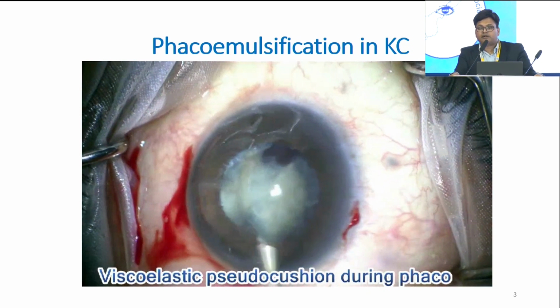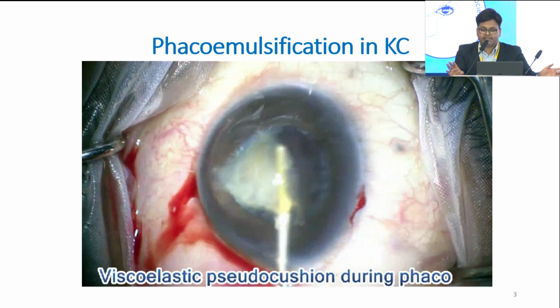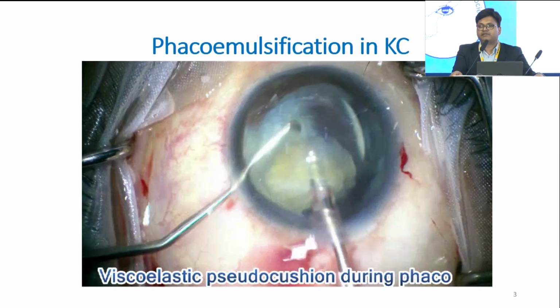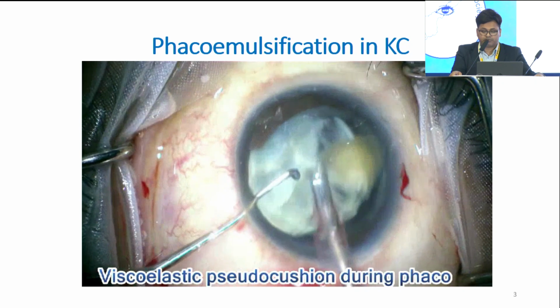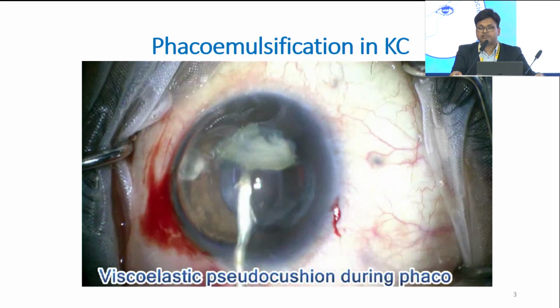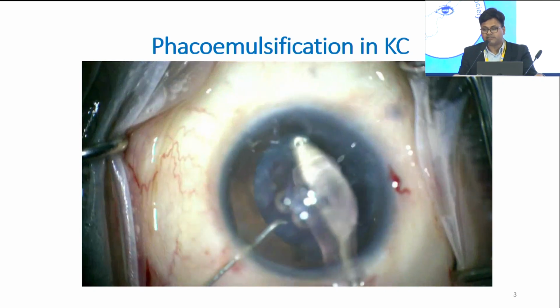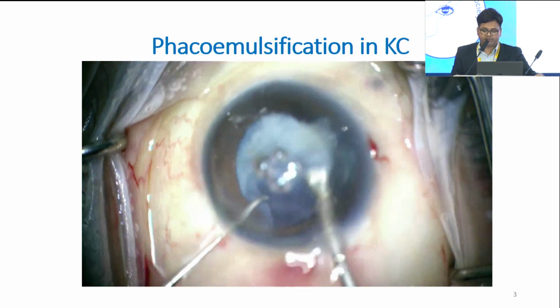The bag size is usually big in such patients, and so the nucleus pieces may not come easily to the phaco handpiece. So what you can do is inject some viscoelastic and bring those pieces near the center, and then you can complete your phacoemulsification.